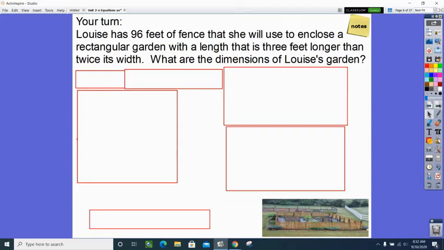How about if you pause the video, define your variable, write your equation, solve it using good steps, check it, and make sure you answer the question. And when you're ready to come back, unpause the video. I'll be waiting for you. All right, so let's see how you did.